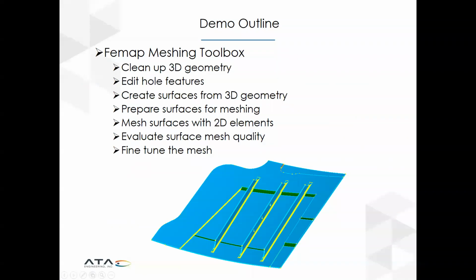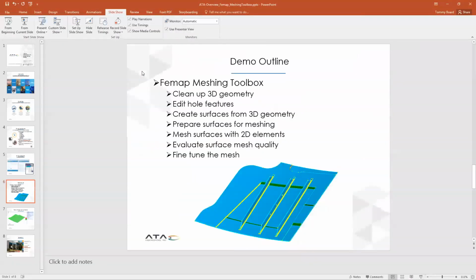Here's a brief outline of our topic today for the Femap Meshing Toolbox. I'll go over how to clean up solid geometry, edit features such as holes, create surfaces from the solid geometry, prep surfaces for meshing, and then mesh them with 2D quad elements, evaluate the surface mesh quality using Nastran quality criteria, and then fine-tune the mesh as needed. So I'll go ahead and jump into Femap now.